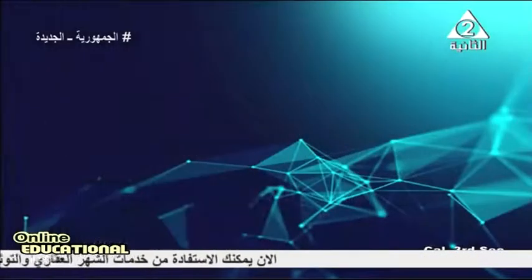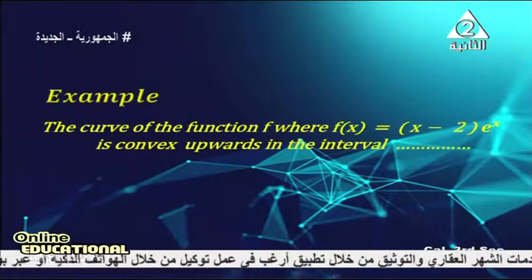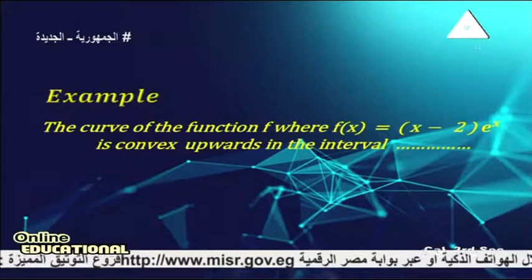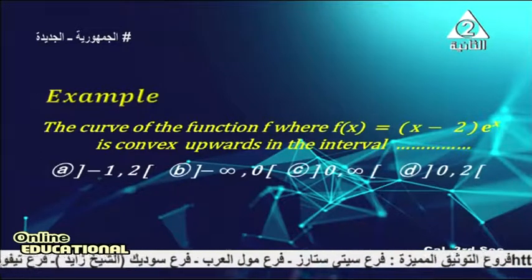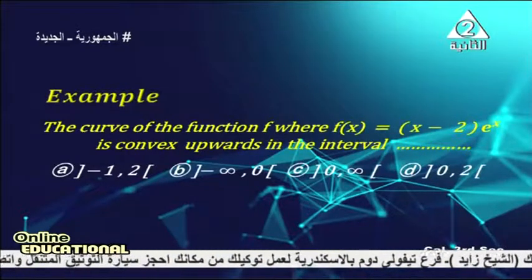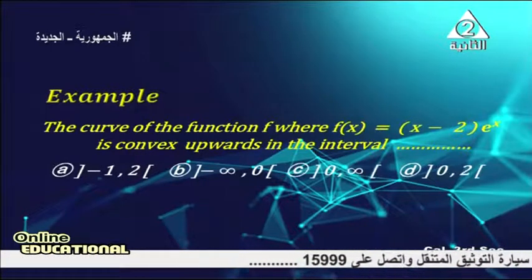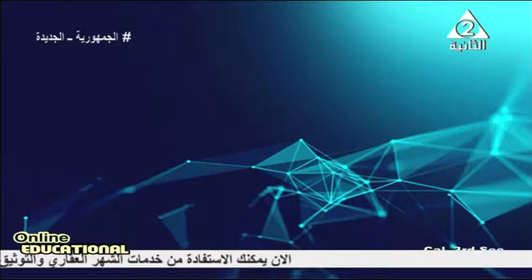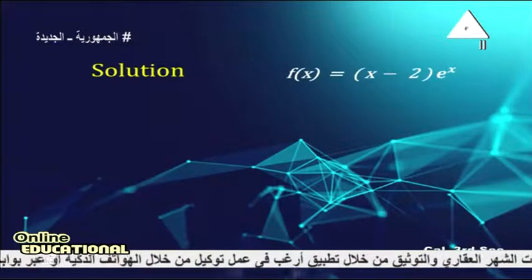Another example. The curve of the function f, where f of x equals x minus 2 multiplied by e power x, is convex upwards in the interval: open interval negative 1 and 2, open interval negative infinity and 0, open interval 0 and infinity, open interval 0 and 2. Now we have f of x equals x minus 2 multiplied by e to the power x.